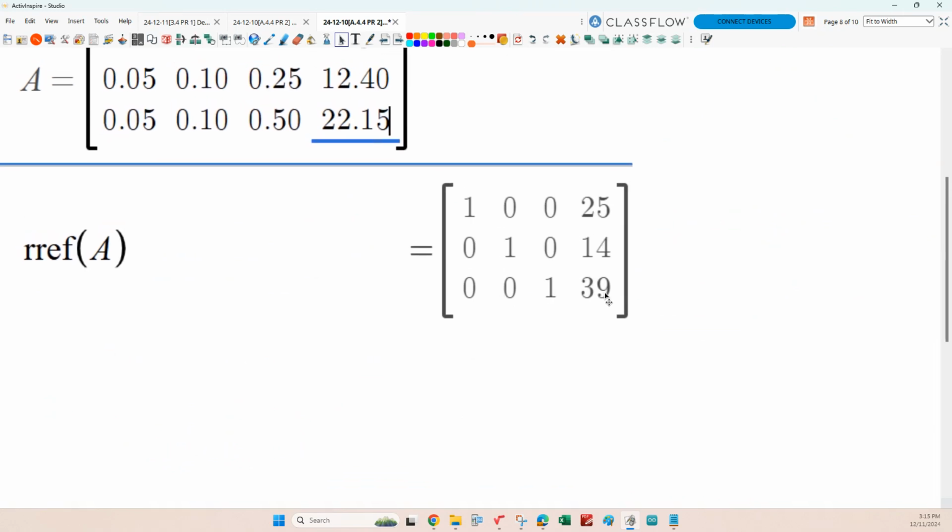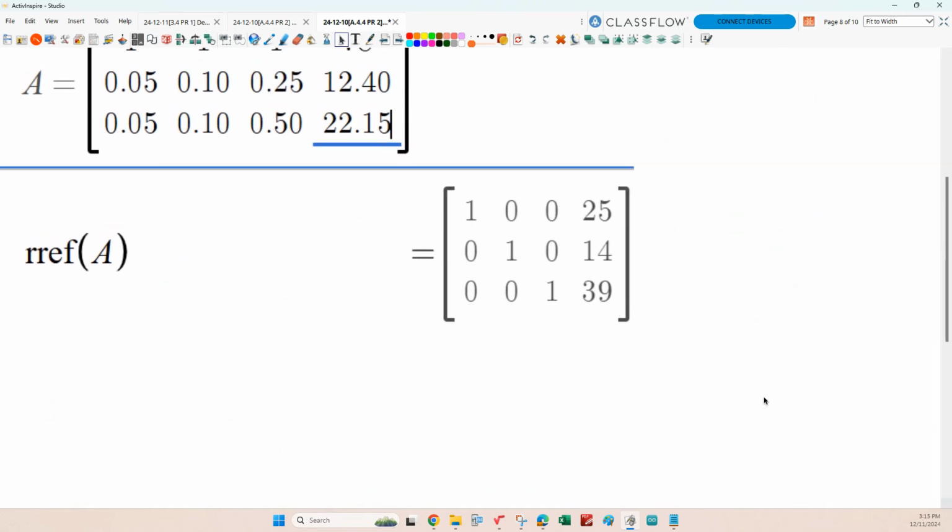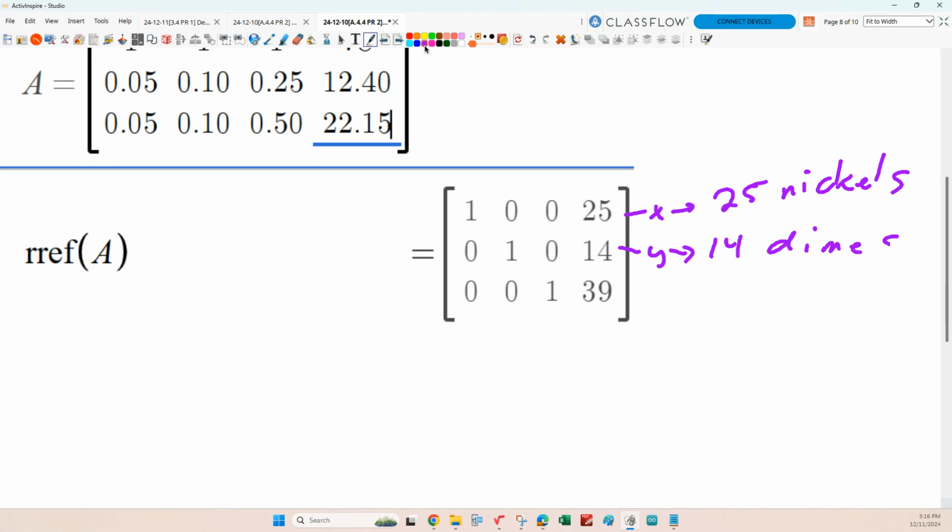what's that telling me? 25 nickels, 15 dimes, and 39 quarters. There you go, right? That's x, so that's telling me 25 nickels. That's y, so it's telling me 14 dimes. And that's z. Okay, good. Make sense? Okay, last one.